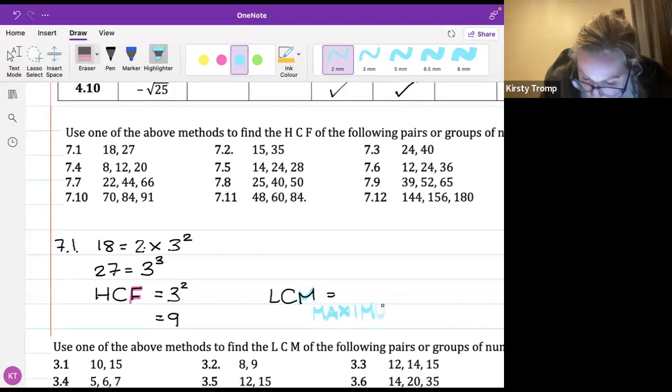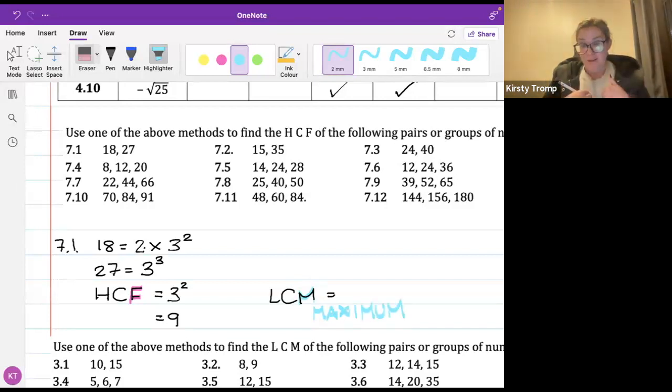Okay, so to me, when I'm doing this, M stands for the maximum. So I'm going to take everything now. I'm not worried about being friends. I don't care about getting anyone's feelings hurt. I'm taking everything, the maximum of everything.